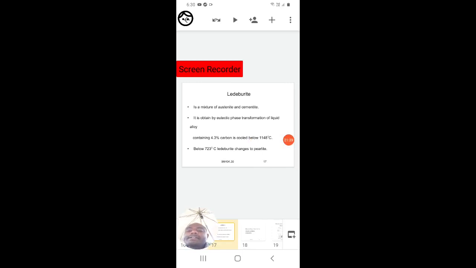Next, a very important component is ledeburite. Ledeburite is a mixture of austenite and cementite. It is obtained by eutectic phase transformation of liquid alloy containing 4.3 percentage of carbon when cooled at 1148 degrees centigrade. Below 723 degrees centigrade, ledeburite changes to pearlite.